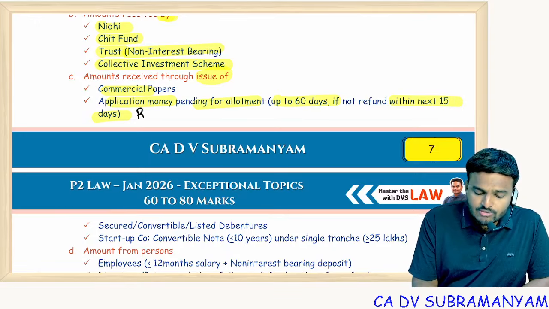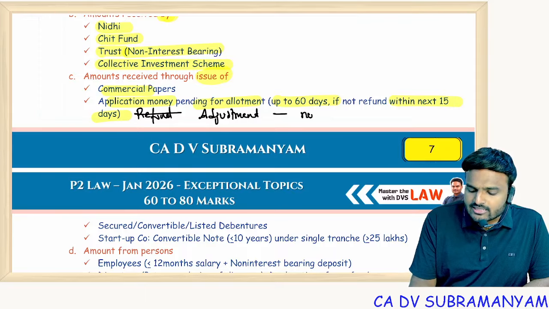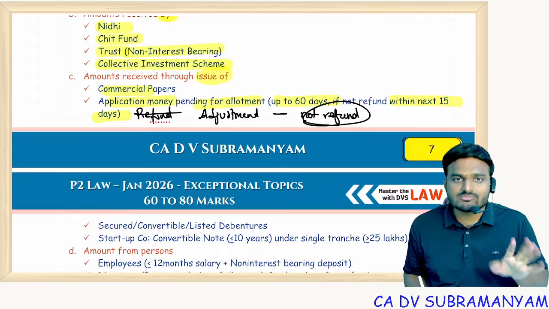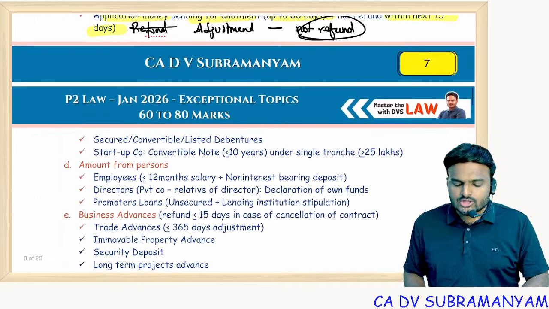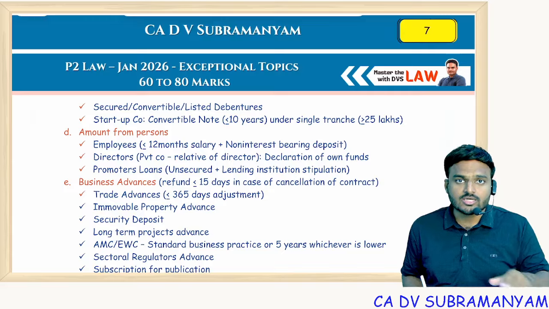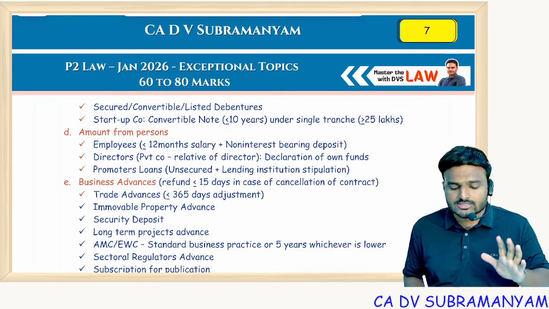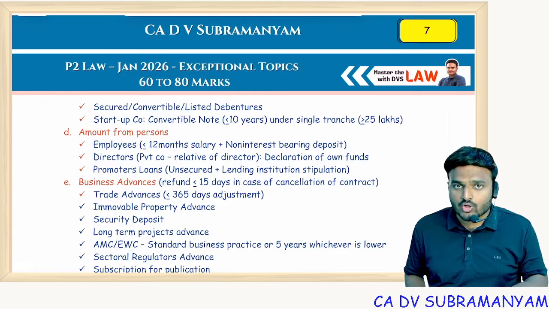Very exceptional point. If you are not refunding the money and you are making adjustments instead, it is not treated as refund. If it is not treated as refund, it becomes a deposit. Exceptional point. Next, secured convertible listed debentures without charge. Remember, listed debentures without creating any charge. Secured, convertible debentures within 10 years of issue are also not treated as deposits.